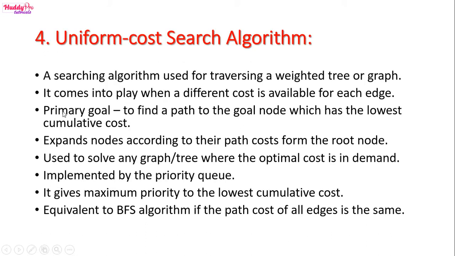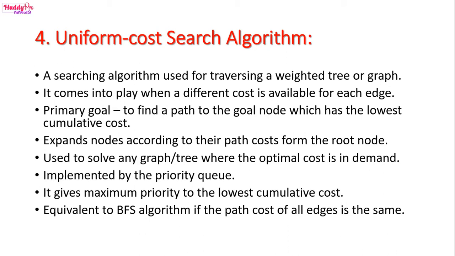Now number 4 is the uniform cost search algorithm, UCS. The uniform cost search is a searching algorithm used for traversing a weighted tree or graph. Now, our intention here in artificial intelligence is not to go into the detail of trees and graphs.